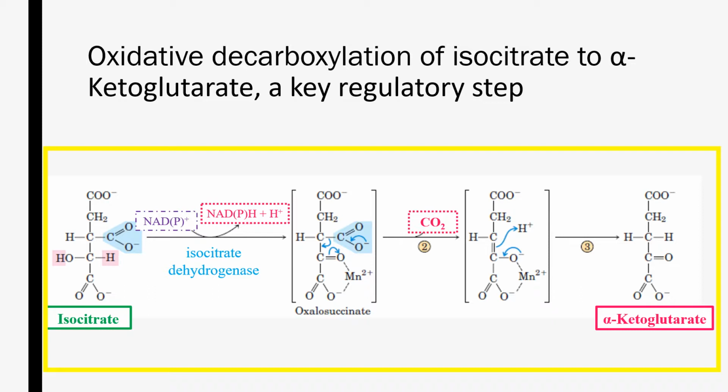A manganese ion then binds to the carbonyl group of the intermediate oxalosuccinate, allowing for the loss of a carboxyl group as CO2, and then the rearrangement of some electrons yields the alpha-ketoglutarate.